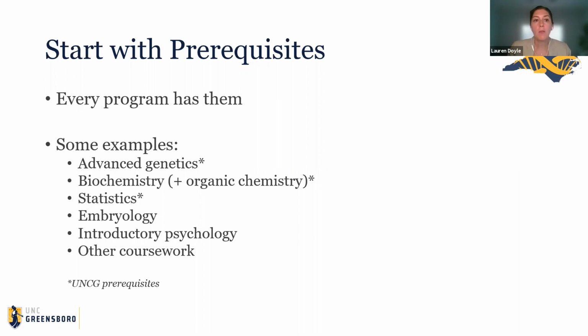So as an example, advanced genetics may have different definitions at different programs. Some places will or will not accept human genetics versus molecular genetics. Biochemistry is something we get a ton of questions about at UNCG. So we require 1 semester of biochemistry that in and of itself requires 1 semester of organic chemistry. We do not require a lab. There may be some programs that require an associated lab.